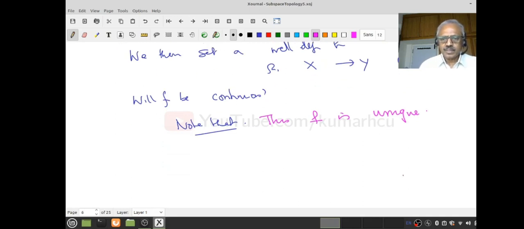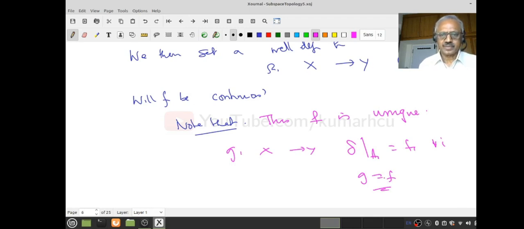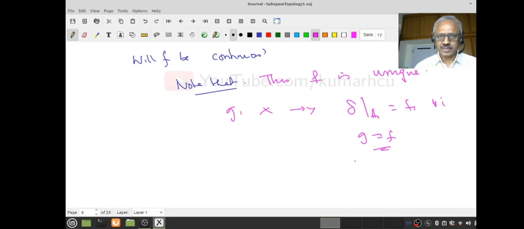What does it mean? If I have a function g from x to y such that g restricted to Ai equals fi for all i, then g must be equal to f. So there is no way out. You glued the family of functions fi, which satisfy the necessary condition, to get a function from x to y. Now I got a function as required. Now the question is whether it's continuous.